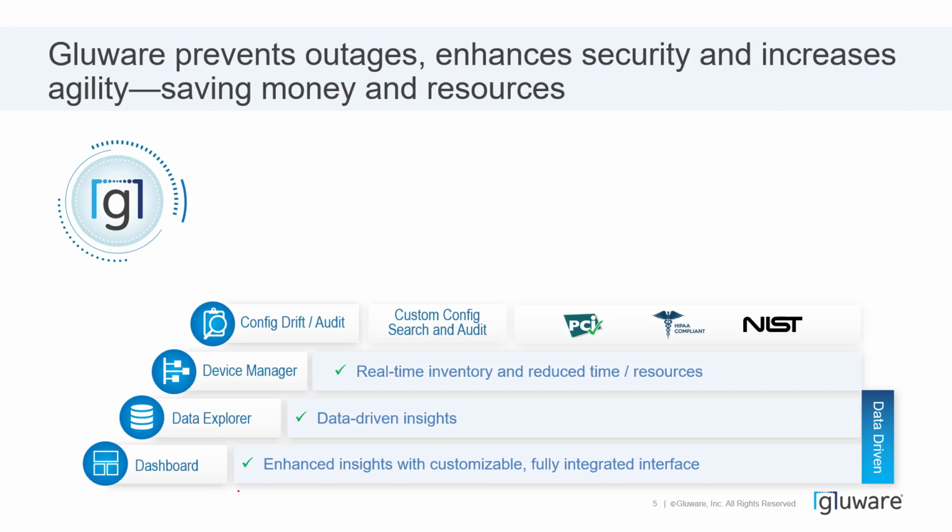We also have a powerful audit engine. In the audit engine, it's code free. All you need is your CLI and some regex, and you can build very powerful audits to look for required configuration or forbidden configuration. And this is used across standards-based audits like PCI and HIPAA and NIST, as well as company policy-based audits or even ad hoc audits.